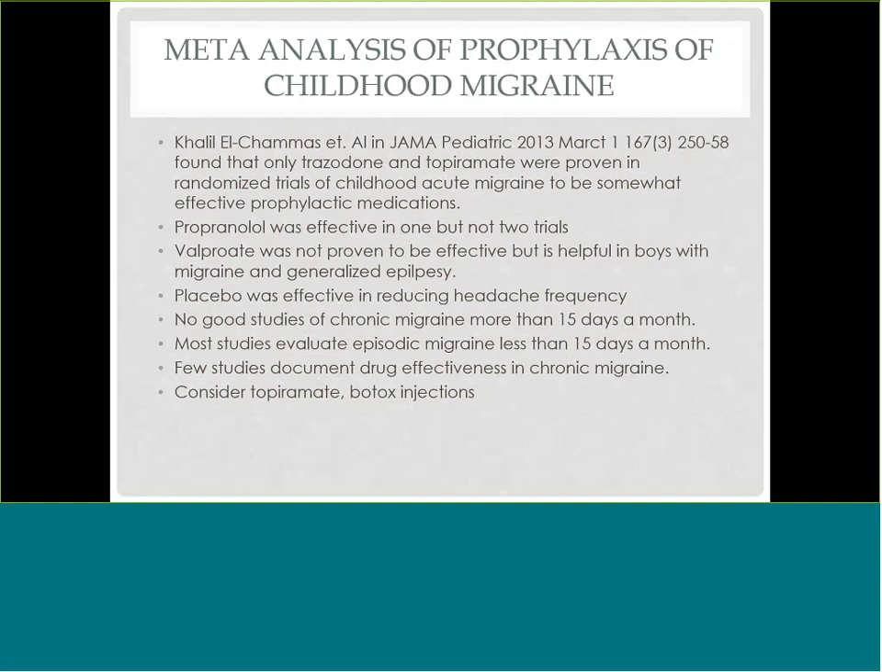So there have been some studies looking at prophylactic childhood migraine options. There was a study in JAMA Pediatrics in 2003 that was a meta-analysis of all the studies that had come out up to that point. The authors concluded that only trazodone and topiramate were proven in randomized trials to be at least somewhat effective. Propranolol was shown to be effective in 1 but not 2 trials. They did not find good data for valproic acid. And they found that even placebo was effective in reducing headache frequencies. The effect was most useful in episodic migraine rather than chronic migraine. In chronic migraine, they suggested considering topiramate and Botox injections.